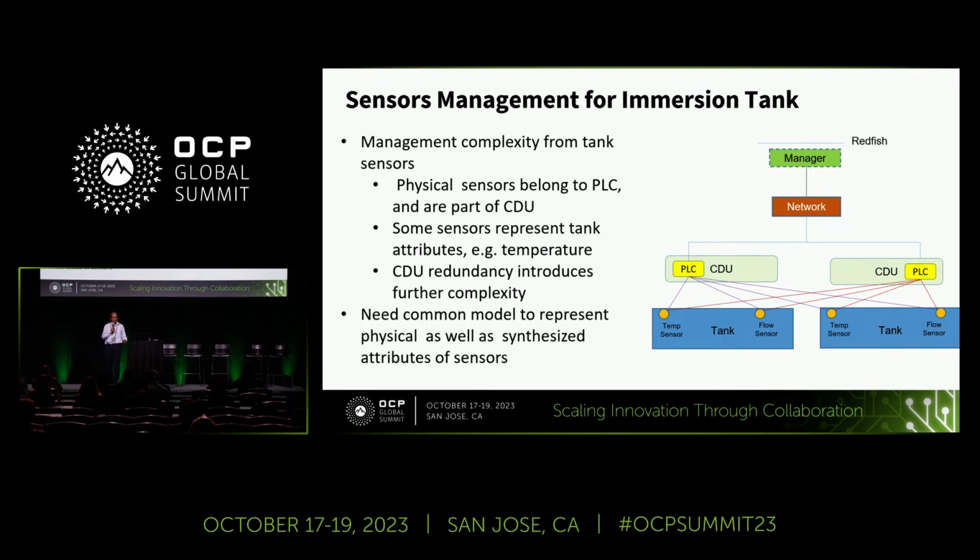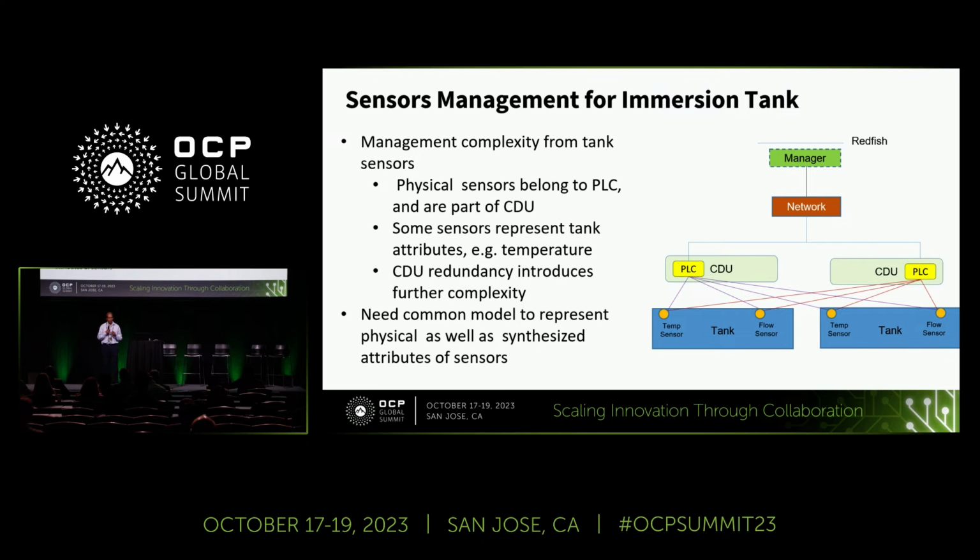And the second thing is the sensor management. This was really fun because if you had physical access to the tank, you would see that the sensors are sitting in the tank. But if you only are looking at it through software, you would see that the sensors are attached to the coolant distribution unit. You don't see the fact that the wires are actually going into the tank. You don't see it at all, right?